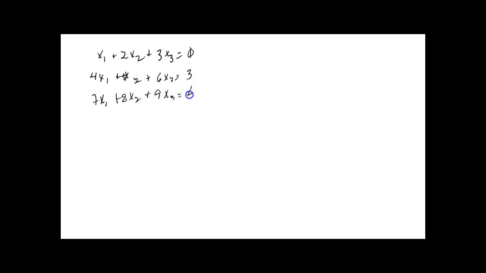Okay. All right. Here's a linear system. X sub 1 plus 2x sub 2 plus 3x sub 3 is equal to 0. 4x sub 1 plus 5x sub 2 plus 6x sub 3 is equal to 3. 7x sub 1 plus 8x sub 2 plus 9x sub 3 is equal to 6.